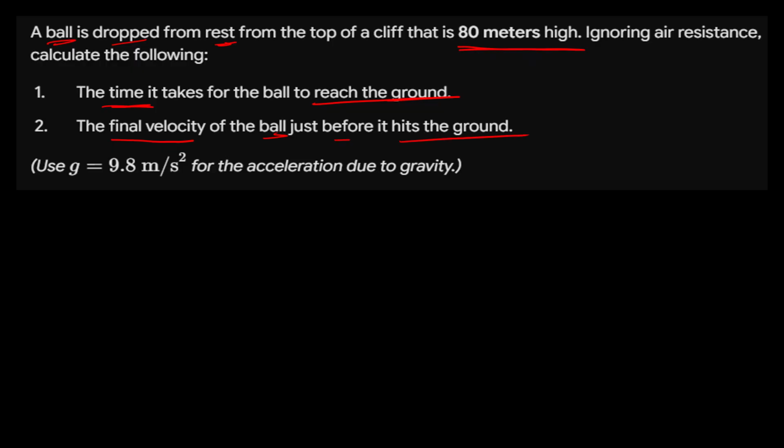For these calculations, please use g equals 9.8 meters per second squared for the acceleration due to gravity. Let's get started.